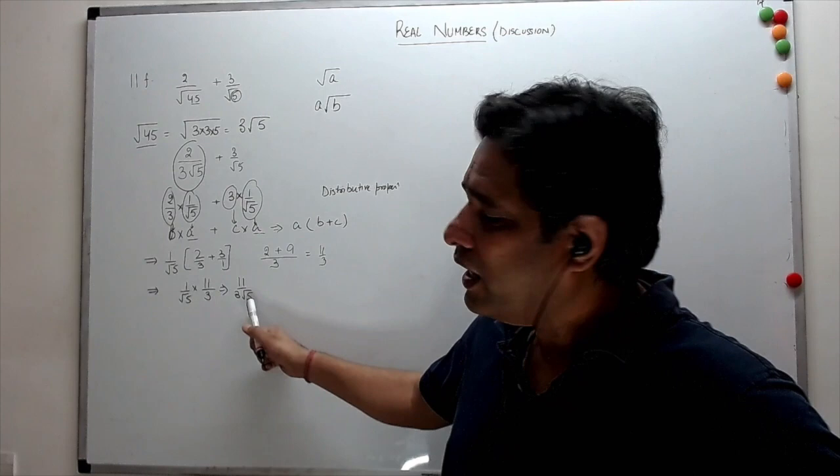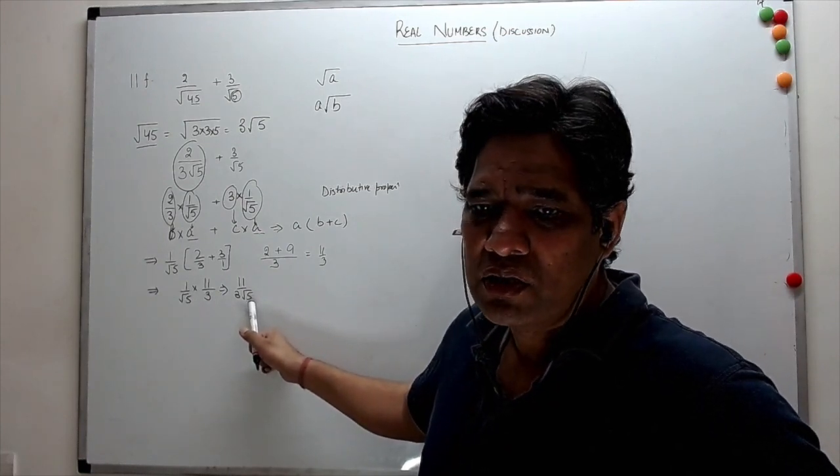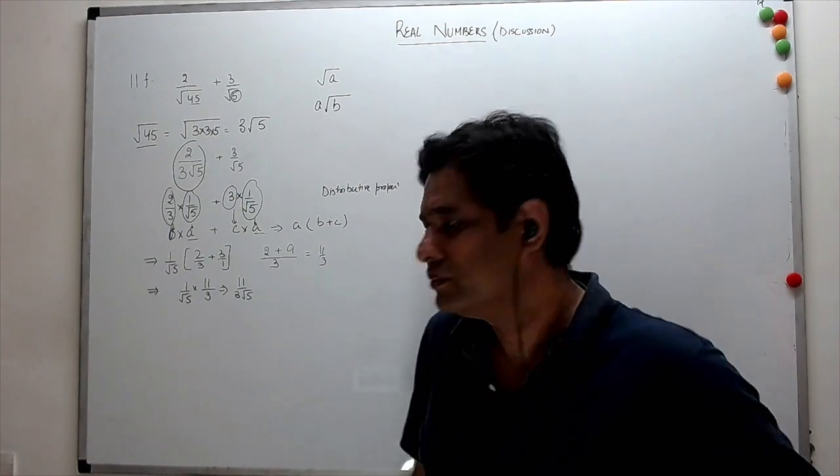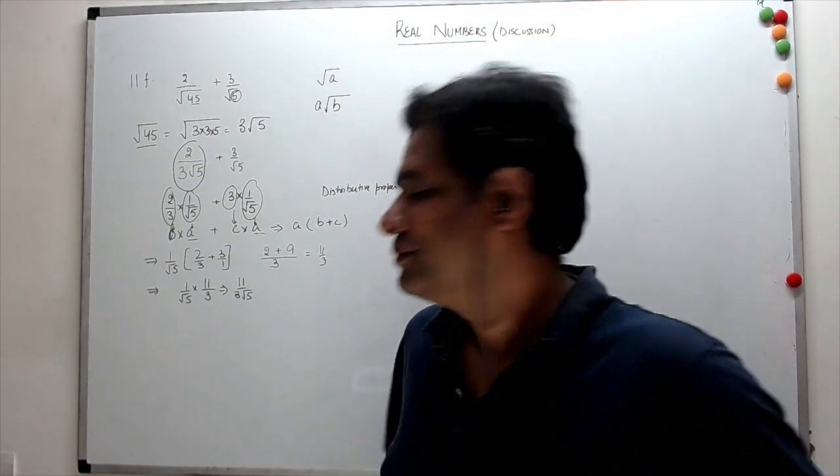Exactly. So we don't have a rational denominator for it. And how do you rationalize this denominator? By multiplying 3 root 5, like into 3 root 5 by 3 root 5.